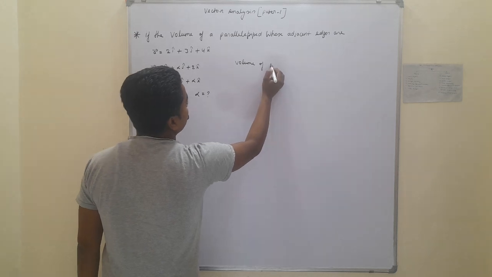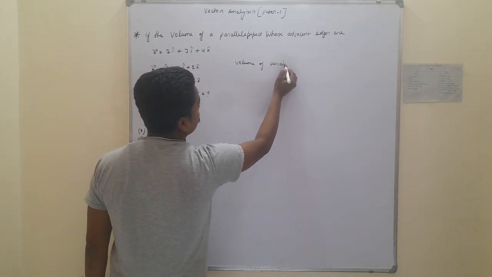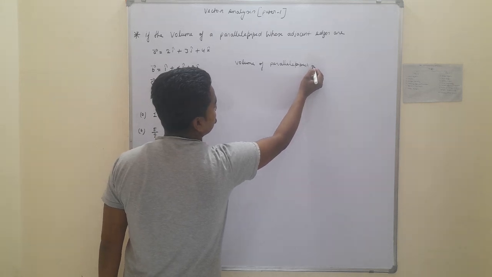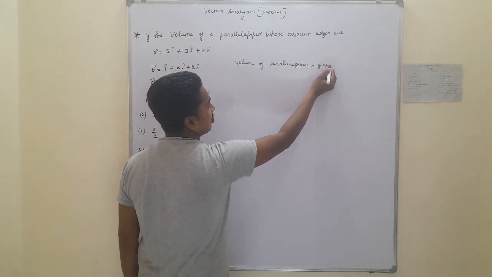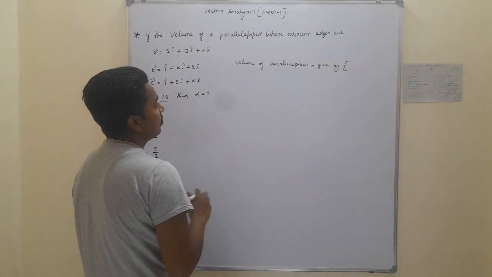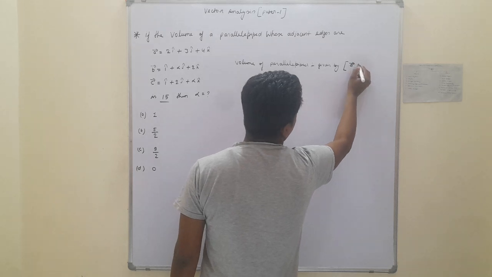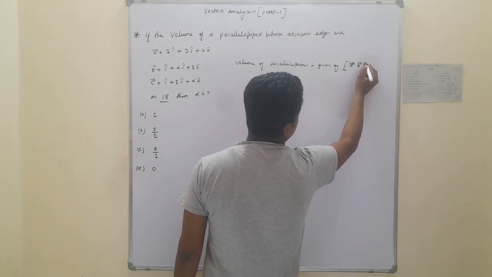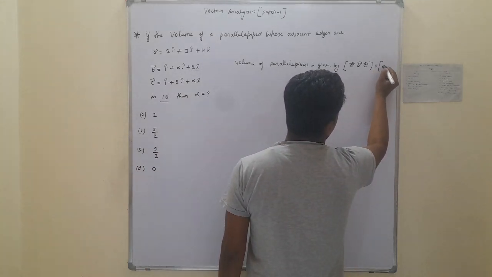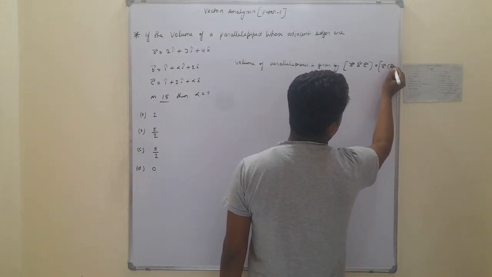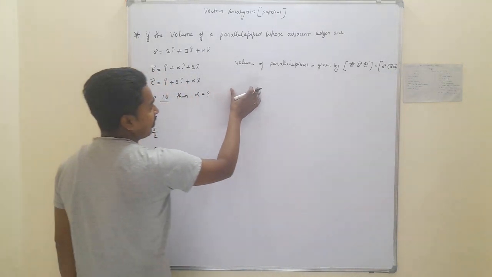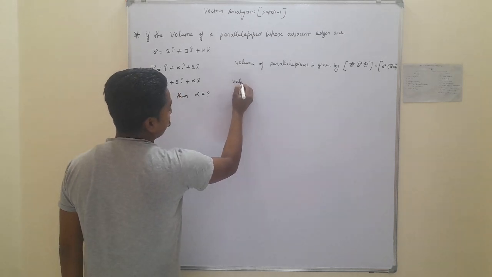Volume of parallelepiped is given by the scalar triple product of vectors A, B and C. We can also write this as vector A dot B vector cross C vector.